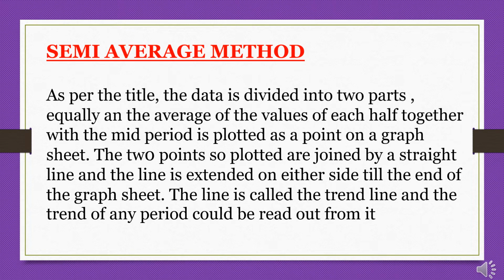Next method is the semi-average method. As per the title, the data is divided into two parts equally and the average of the values of each half, together with the mid period, is plotted as a point on a graph sheet. The two points so plotted are joined by a straight line and the line is extended on either side till the end of the graph sheet. The line is so called the trend line and the trend of any period could be read out from it.